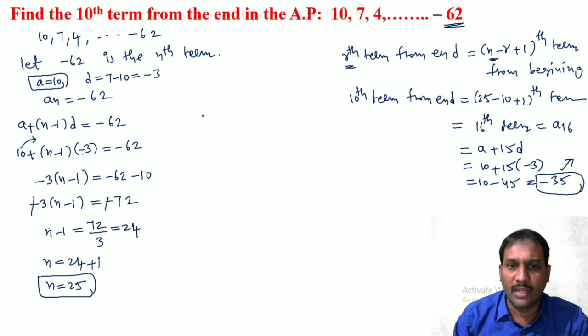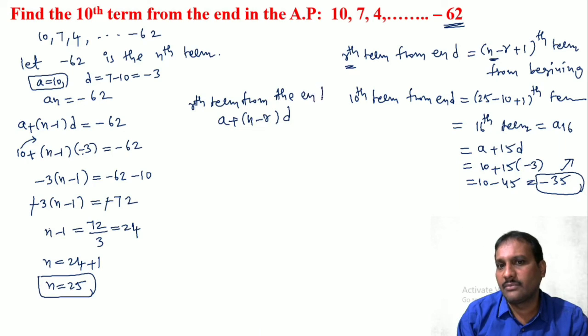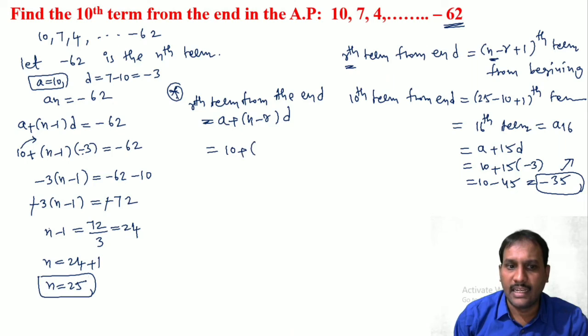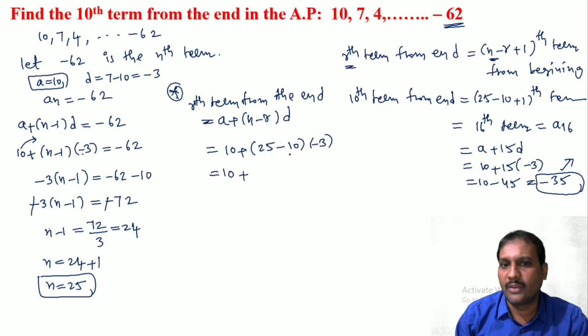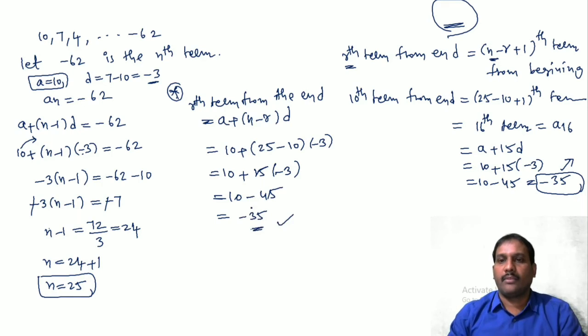And we have one more formula here, a shortcut one, that is a plus n minus r into d, for the rth term from the end. This is the shortcut formula. So here a is 10 plus n is 25 minus r is 10, into d is minus 3, that is 10 plus 25 minus 10 is 15 into minus 3, that is 10 minus 15 3s are 45, 10 minus 45, minus 35.